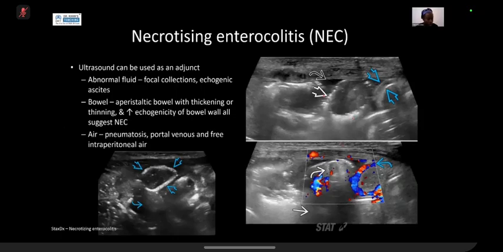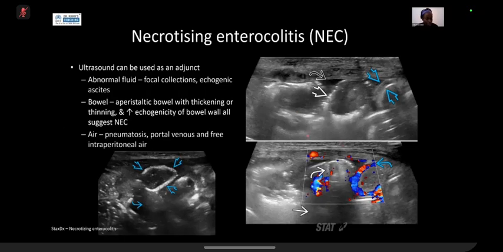And here we've got another more florid example. What we can also see is a paucity of peristalsis. So what I tend to do when I'm scanning these neonates is put the probe on and leave it there for a few seconds and just watch the bowel and see what the bowel does. Does it move? Is it sluggish? Or is it actively peristalsing? And if it's sluggish or aperistaltic, then I'll raise the potential that this could be related to NEC.